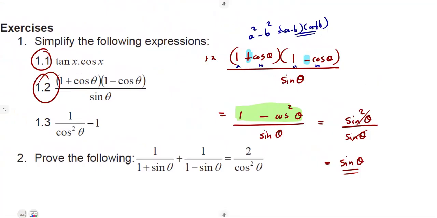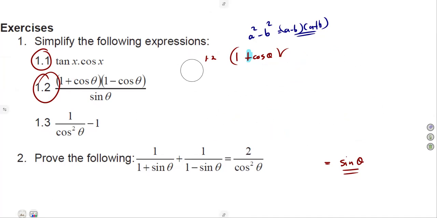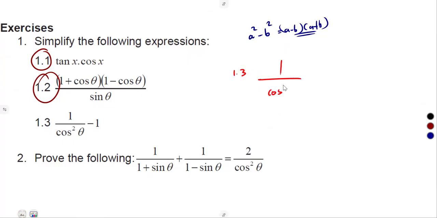Again, it is to simplify. So we must try by all means to do this until our answer is in simplest form. So we are given 1.3: 1 over cos squared of theta, minus 1. All right, how do we go around this? 1 can be written as any number, a over a, b over b, 2 over 2. Remember that. So we can rewrite the 1 as cos squared in the denominator. So 1 can be rewritten as what?